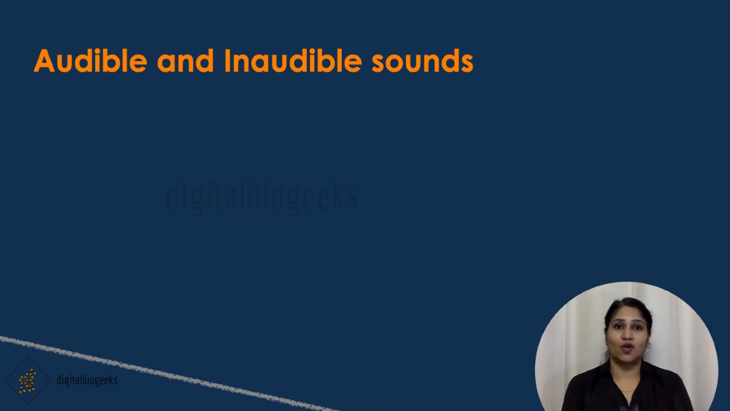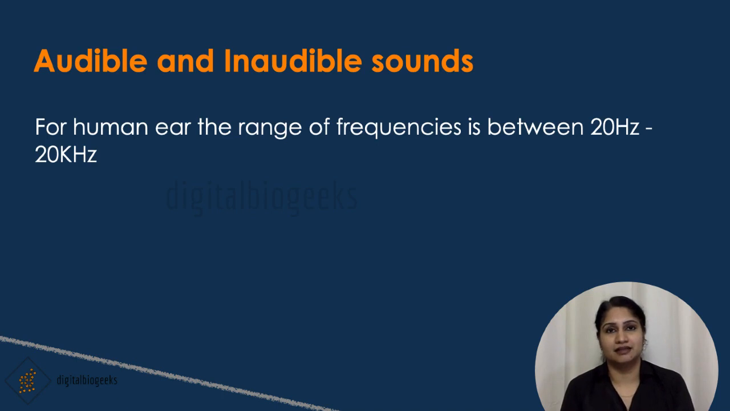Let's learn about the audible and inaudible sounds. All the sounds are not audible to humans. The sound of frequencies less than 20 Hz, that is 20 oscillations per second, cannot be detected by human ear. Similarly, the frequencies higher than 20,000 Hz, that is 20 kilohertz, cannot be detected by human ear. Humans can hear the frequencies between 20 Hz and 20,000 Hz.